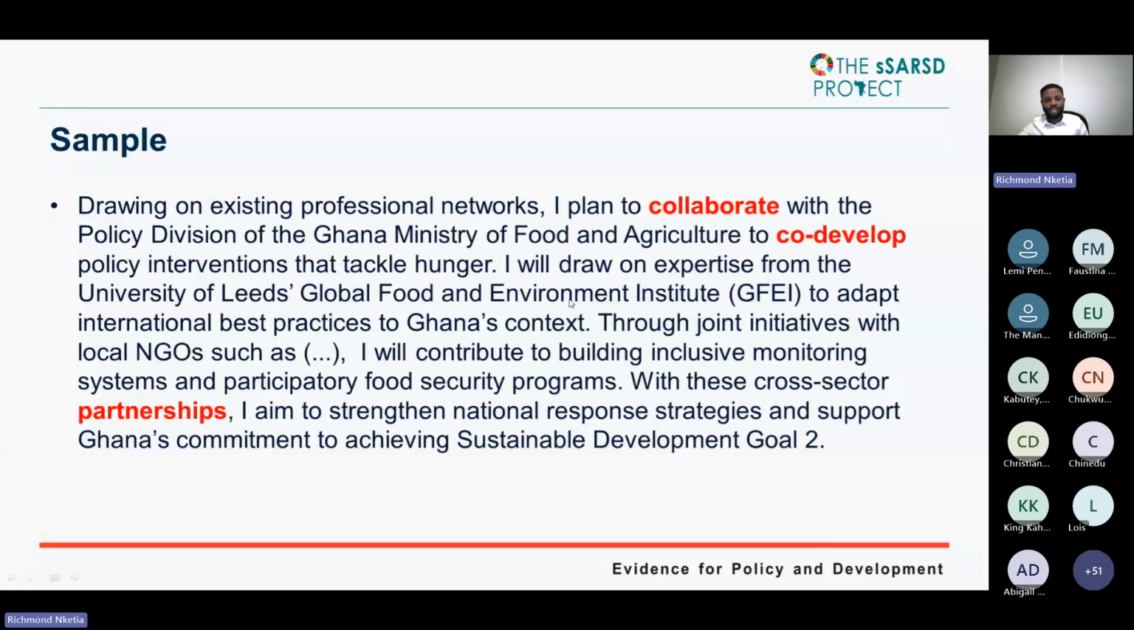Also, through joint initiatives with local non-governmental organizations, such as, then you add some examples, I will contribute to building inclusive monitoring systems and participatory food security programs. And this cross-sector partnership would strengthen national response strategies and would also support Ghana's commitment to achieving Sustainable Development Goal 2, which is no hunger by 2030.